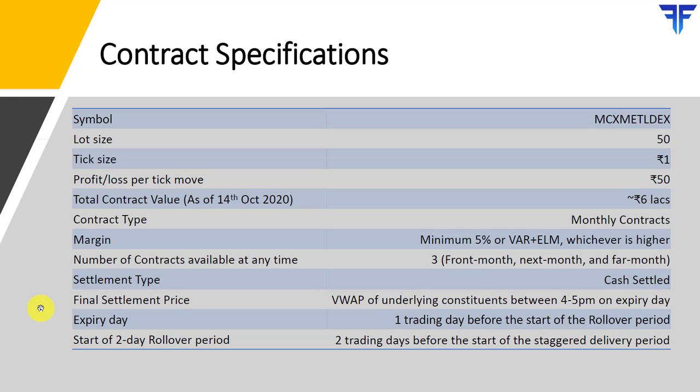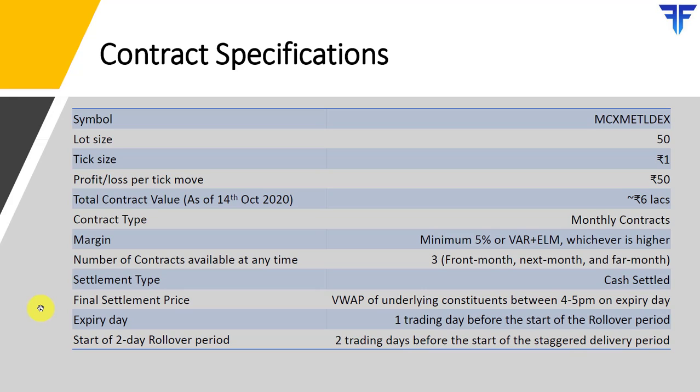Here are some of the most vital contract specifications of the MCX iCOMDEX base metal index futures contract. The lot size of the contract is 50 and the tick size is 1 rupee, which means a 1 tick move in the index will lead to a profit or loss of 50 rupees. At the present index value of around 12,000, the total size of the contract per lot is approximately 6 lakh rupees.